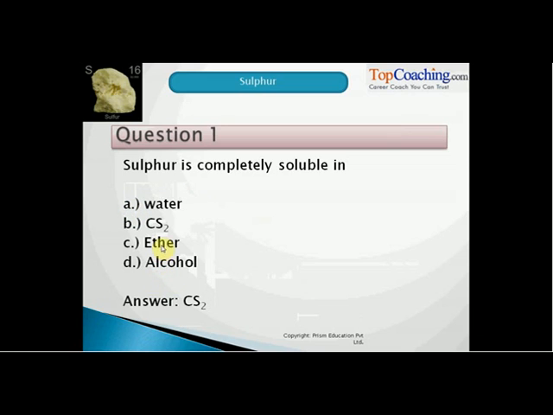Students get confused as to why ether and alcohol are not the right answer, because water, we know that sulfur is insoluble in water. However, in ether and alcohol it is not completely soluble, and hence carbon disulfide is the right answer, in which sulfur is readily and completely soluble.